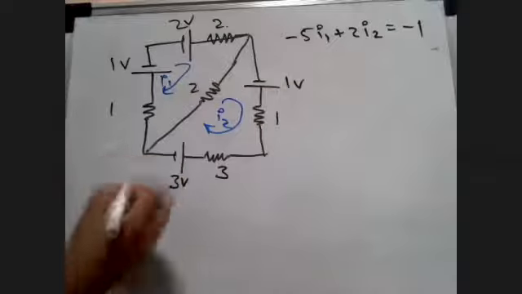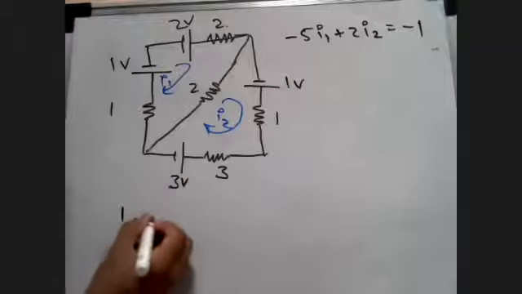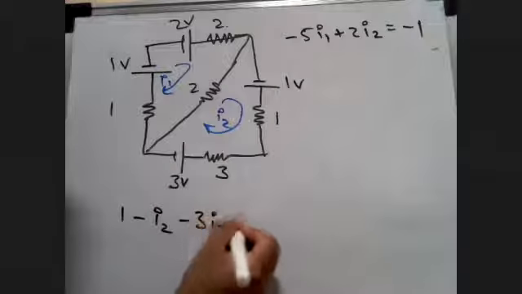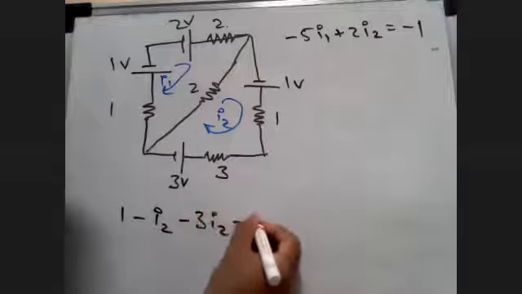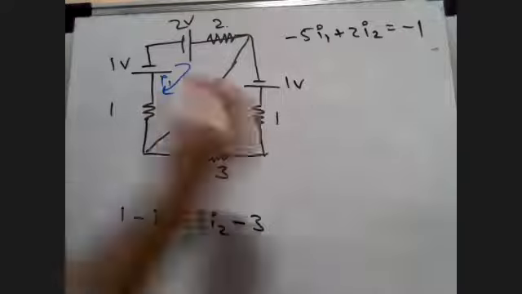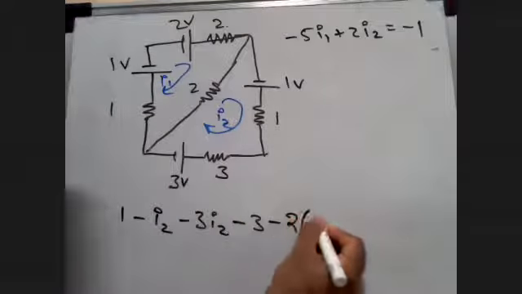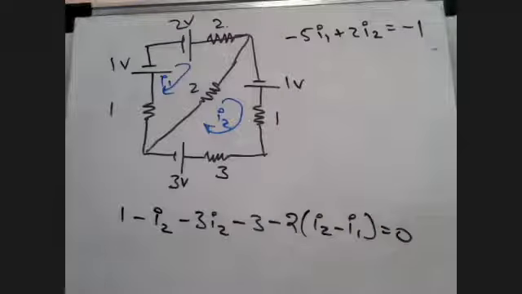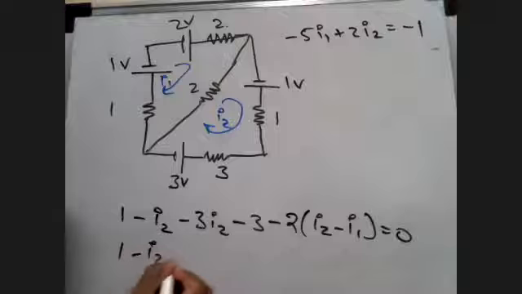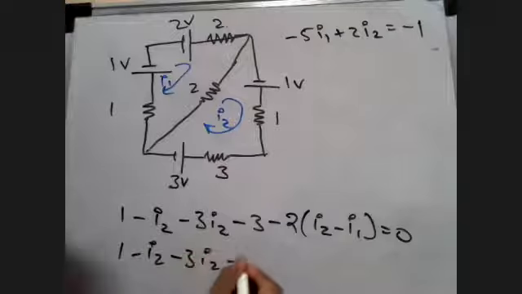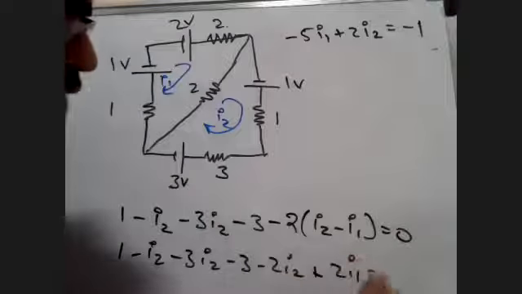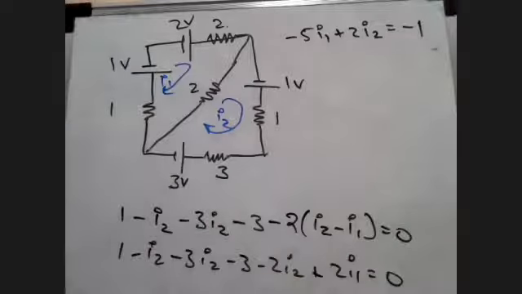So I will take it as 1 volt, and then I will say minus I2, and then minus 3I2. Then I will take a potential drop, that is minus 3 again. Then minus 2 times I2 minus I1, because I2 is the priority, which is equal to 0. Solve this: 1 minus I2 minus 3I2 minus 3 minus 2I2 plus 2I1 equal to 0. What do you get out of this?